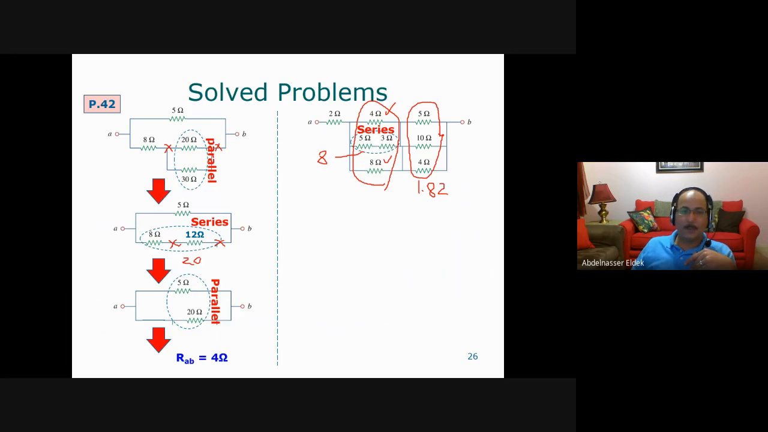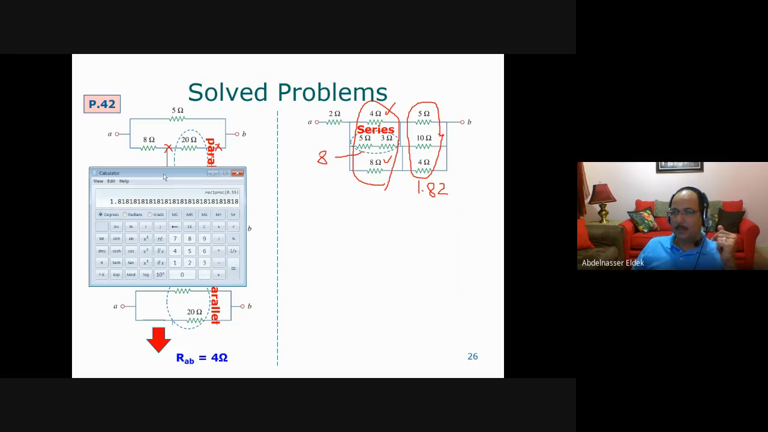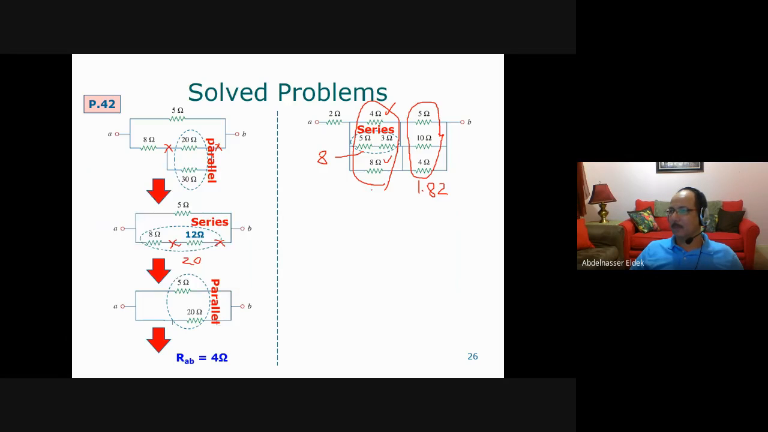So let us also do it using the general method. You can use a specific case for some, but let us just use the general method. It's not a problem. 1 over 4 plus 1 over 8 plus 1 over 8 equal 0.5. And then you need to flip it at the end, 1 over x, that's 2. Okay, so this will give you 2 ohm.